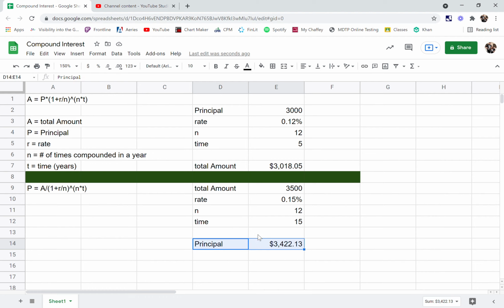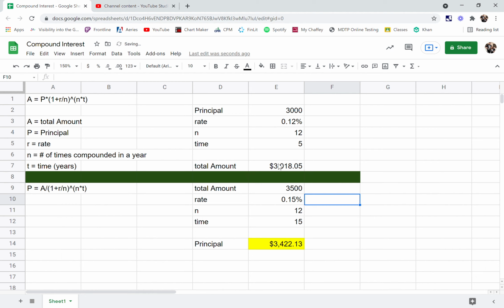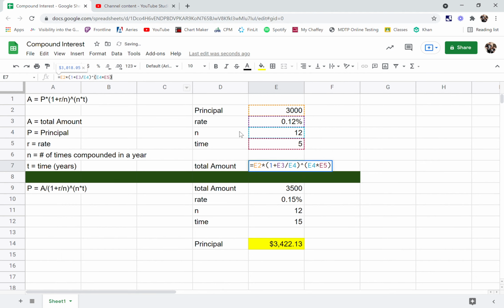Now I would take just a second to highlight these answers. This one, give it a nice bright yellow. Now that we have formulas, we're getting to the point now where we really do not want to mess with these cells. If we accidentally delete this, our formula is gone. So make sure you don't do that.